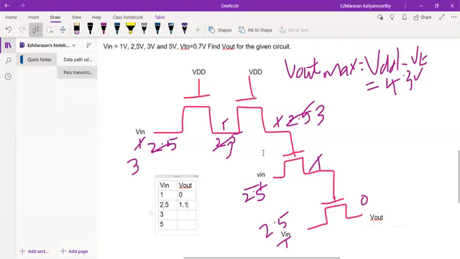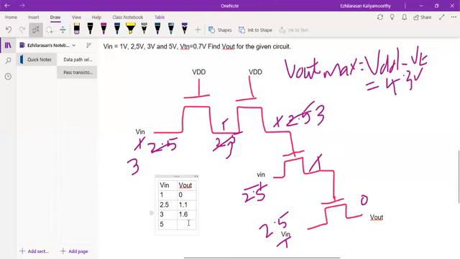Next for 3 volt. Here 3, here also 3. 3 minus 0.7, 2.3 is maximum. Again here the input is 2.3 maximum. 2.3 minus 0.7 again is 1.6. So I will get 1.6.